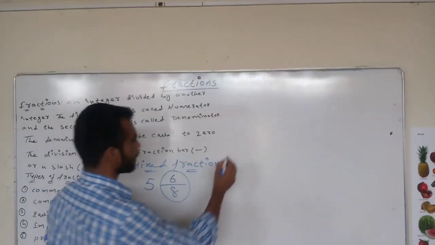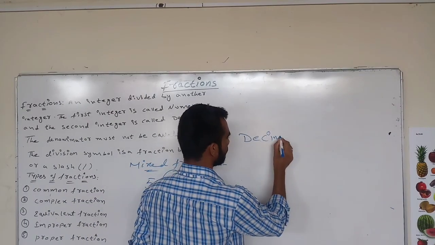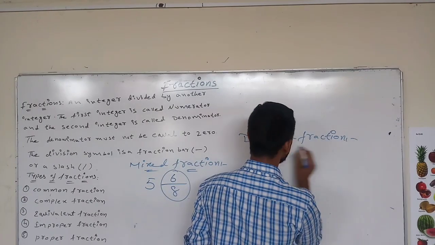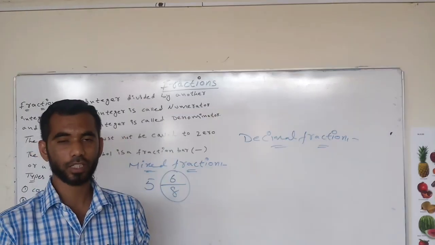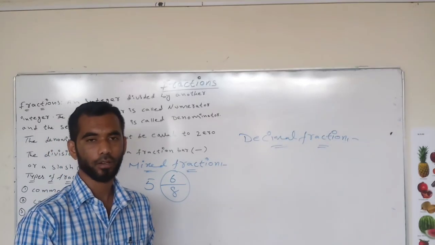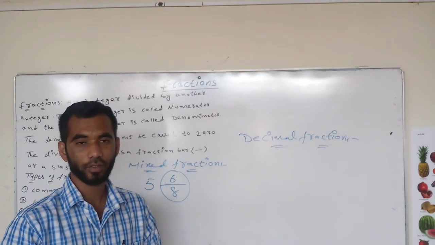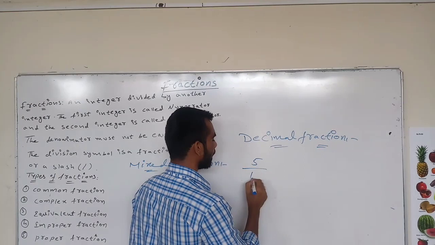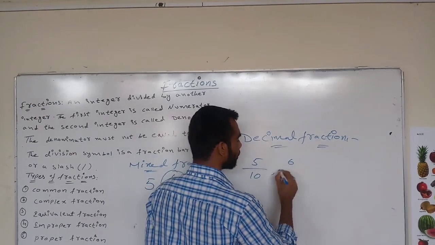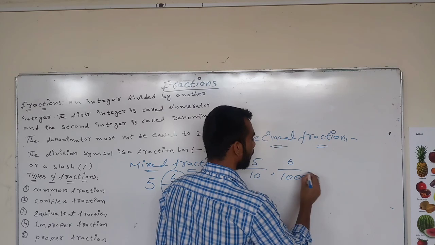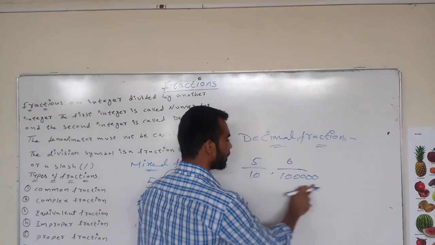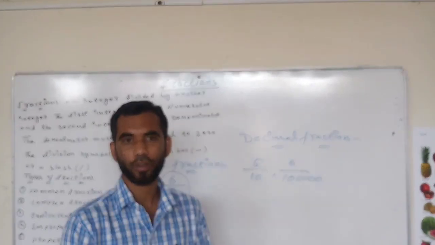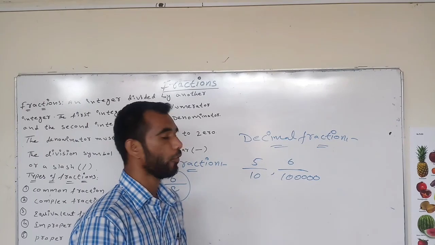Now, next is the decimal fraction. What is a decimal fraction? Fractions in which the denominator should be 10 or a power of ten. Example, 5 by 10, 6 by 1 lakh, whatever it is. 1 with the zeros. The denominator should be 1 with zeros. That means tens or powers of ten is called a decimal fraction.